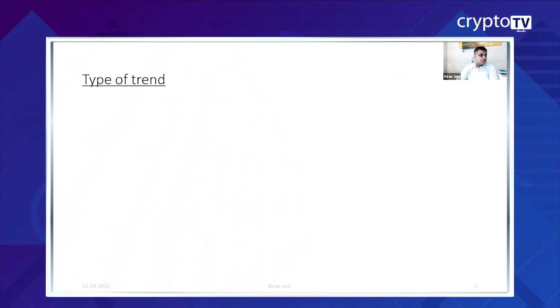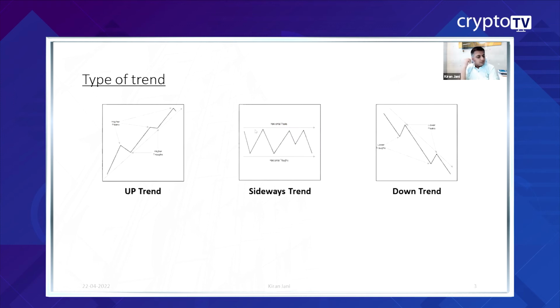There are three types of trend available in the market. So what are those three types of trend? One is the uptrend. We all know what an uptrend is. When the market keeps going up, it is called an uptrend. What is a sideways market? It is when the market is moving within some particular range. And what is a downtrend? A downtrend is normally when prices keep moving at lower levels.